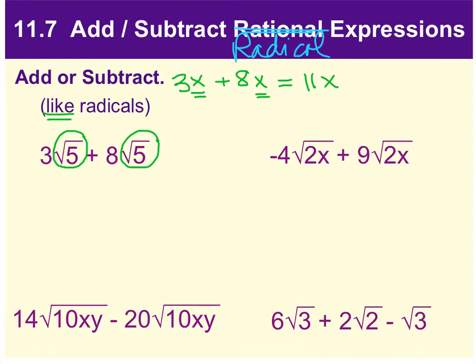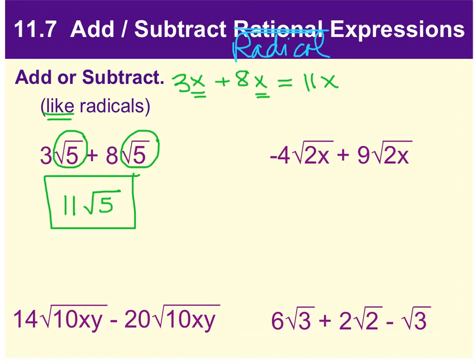So same idea here. If the radicals are exactly the same, then they are like terms and you can add them together. So your square root of 5 stays the same, and how many of those do you have? You have 3 of those plus 8 of those, so you have 11 square roots of 5. And that is your answer.